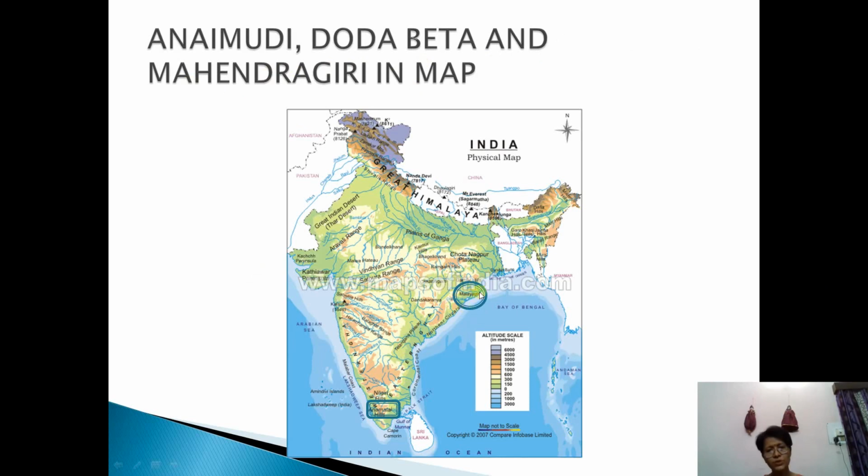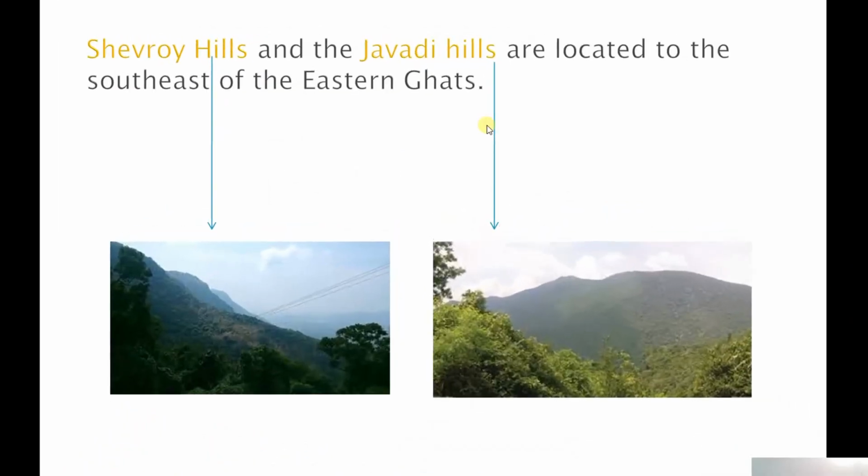This first one you see in this picture, one circle I'm showing here, Mahendragiri, this Mahendragiri that is. And here in the south, have you seen here Anaimudi? And Doda Beta lies near this Anaimudi. Here in this position, I didn't mark here, but it is near Anaimudi. So Anaimudi, Doda Beta and Mahendragiri in the map.